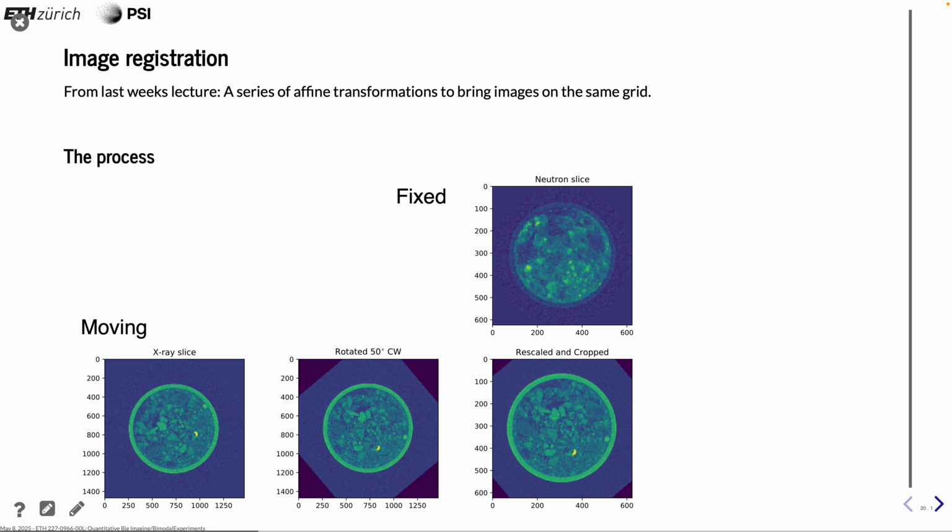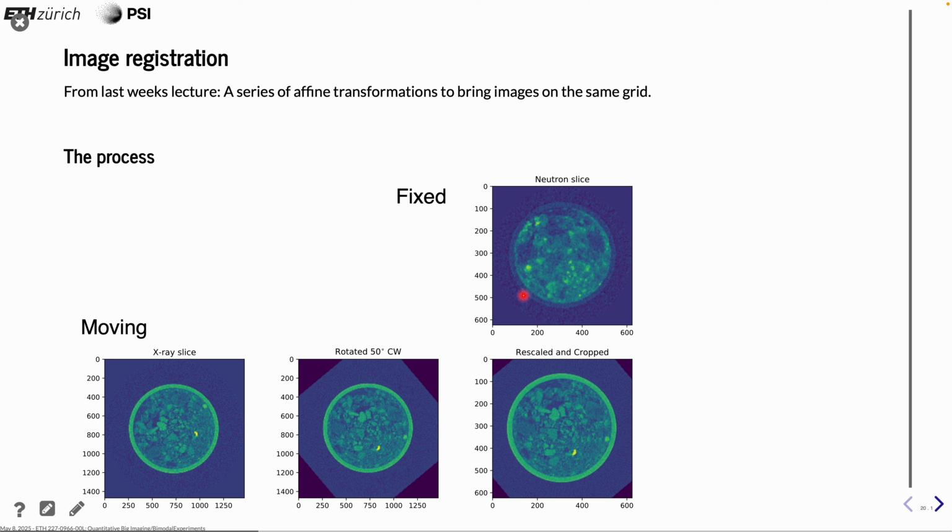So this is a bit of a recap from the last lecture. In multimodality imaging, you need to register the images, otherwise you can't compare them. And the process, just as a reminder, is that we have a fixed image and a moving image. In this case, we have a neutron slice and an X-ray slice of the same sample, and here I choose the X-ray to be moving. So the first step is to rotate it so it's aligned more or less in the same way as the neutron image. And finally, we also do some rescaling and cropping, so we have it on the same scale.